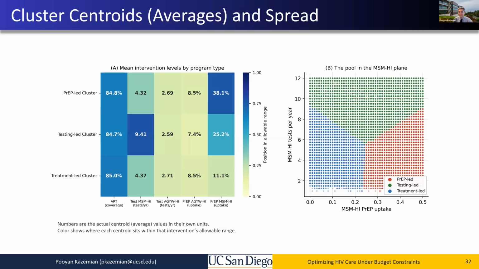The PrEP-led interventions spend more money on PrEP for MSM and less money on testing, and the testing ones spend more money on testing and less on PrEP. And also the treatment-led interventions spend less money on both of these, and obviously they spend more money on ART coverage.